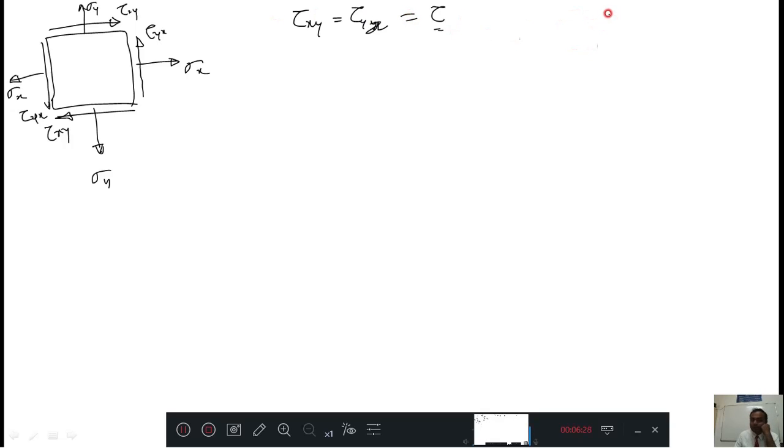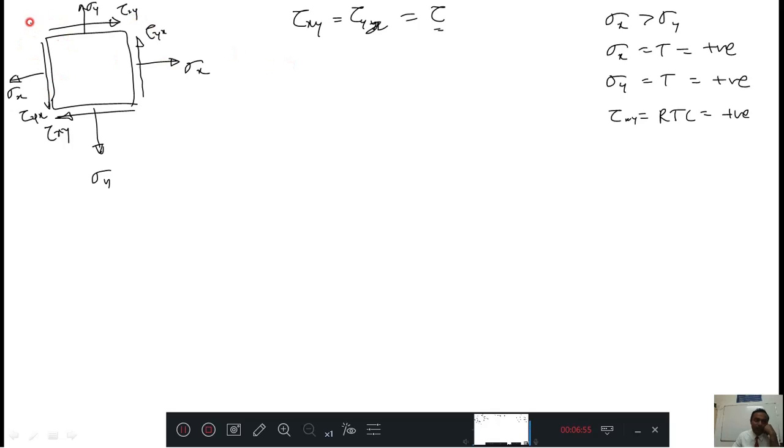For example, sigma x is greater than sigma y always. Sigma x, when it is tension, is taken as positive. Sigma y, when it is tension, is taken as positive. Then tau xy or tau, for this sign convention I told you that right top corner is positive. See here, right top corner, if these two arrows are there, then that is positive. If they come to the left top corner, then they will be negative. But this convention we are not using here.